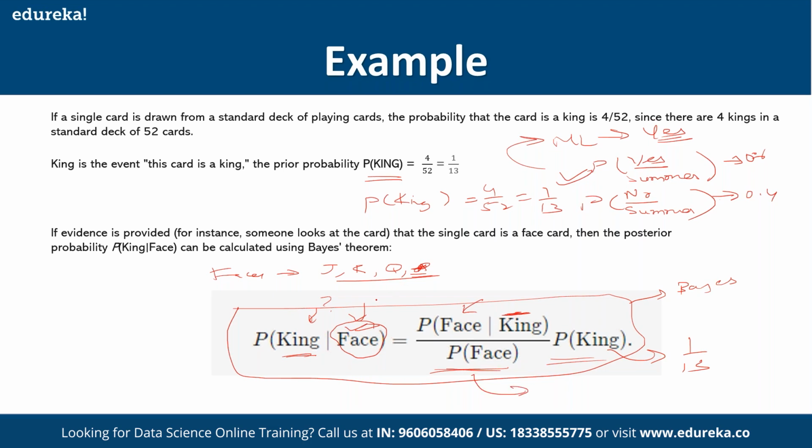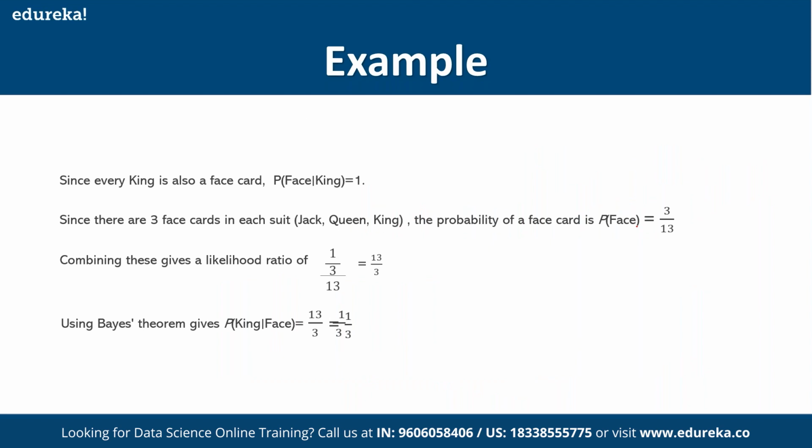Probability of face card is what? How many face cards are there in a deck? In a deck, Jack, King and Queen. In a set, I think there are four colors, right? In four colors, there are three face cards each. So in total you'll have 4 × 3 face cards, divided by the total 52, which comes out to 3 by 13, right? So using the Bayes theorem, we will put 1 by 13 divided by 3 by 13, which is equal to 1 by 3. So this will be our answer: given that it is a face card, this is the probability of you finding a king. We find it out using the Bayes theorem.